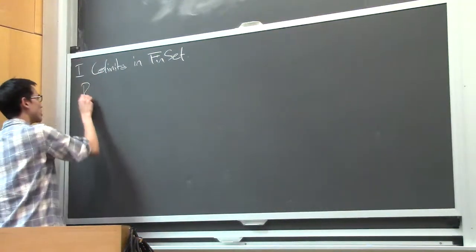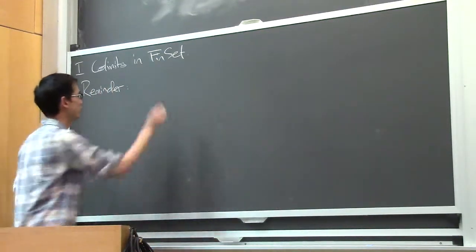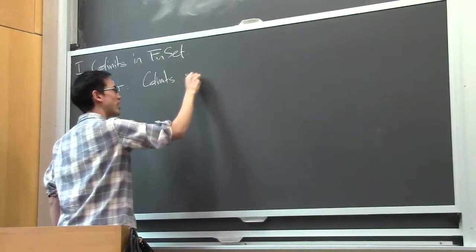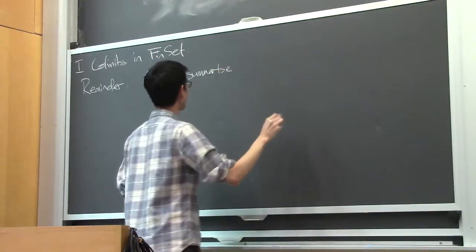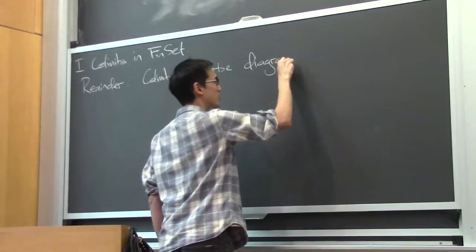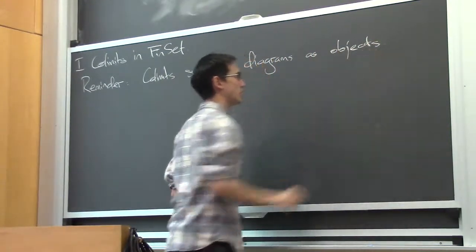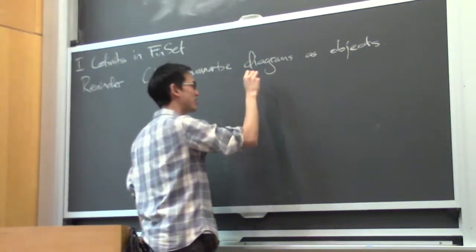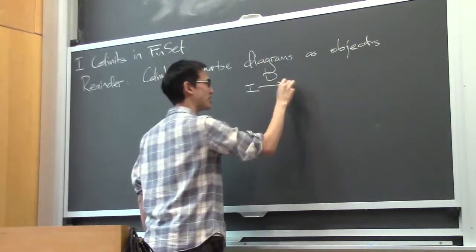So, just a reminder, the slogan from yesterday was that colimits summarize, somehow this word was a little contentious, but I think it's fine, diagrams as objects. So this takes place in a category, we'll call it C. What does a diagram mean? A diagram is a functor, which I'll call D, from some other category into C.